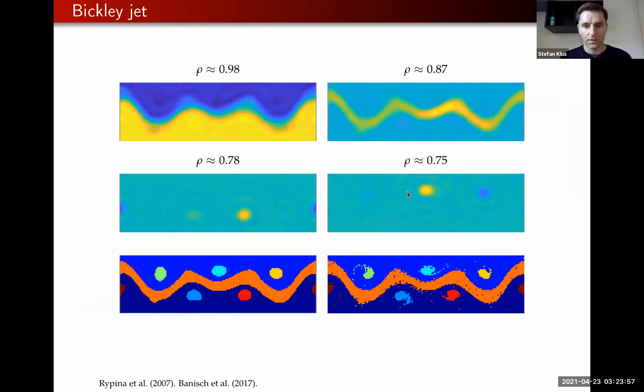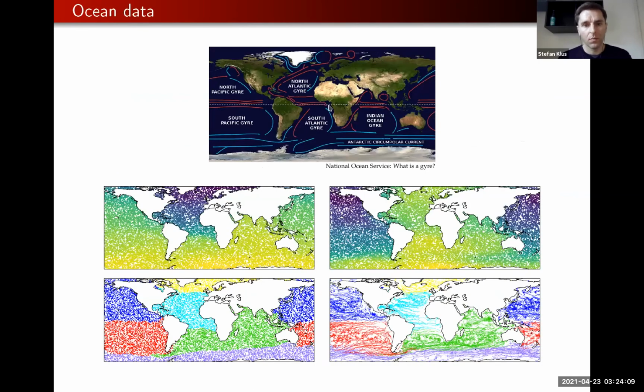And then you can find also these vortices. So this is how these methods are typically used for molecular dynamics and fluid dynamics problems. We are extracting dominant timescales and dominant patterns from data. You can also apply this to more complicated problems.